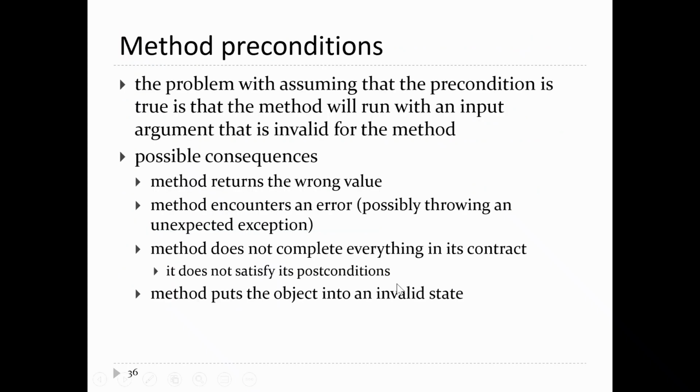Now the problem if you do that sort of thing is that when your method runs, it runs with an invalid input. And all sorts of things can happen at this point. For example, if your method promises to return a value, it might return the wrong value. Your method might encounter some sort of error, which won't happen in this case. If you divide by 0, there's no error that's caused. But violating some other precondition might cause some sort of error. So your program might crash.